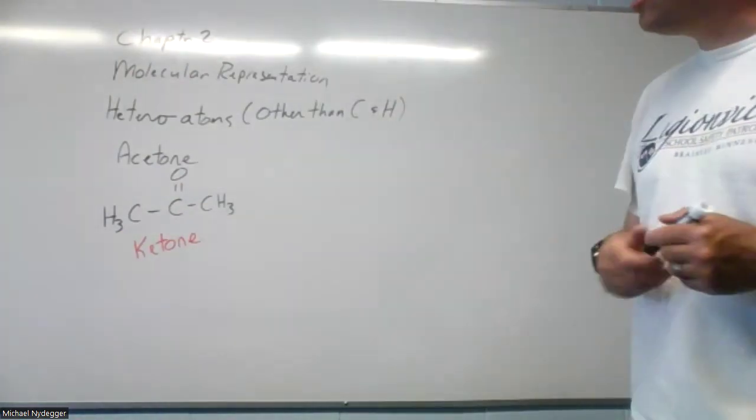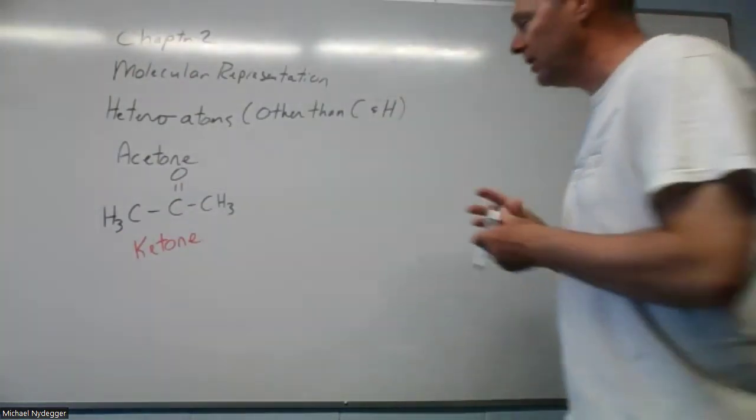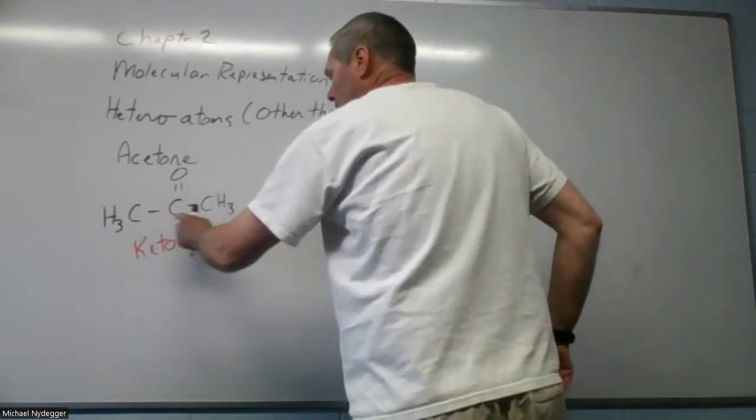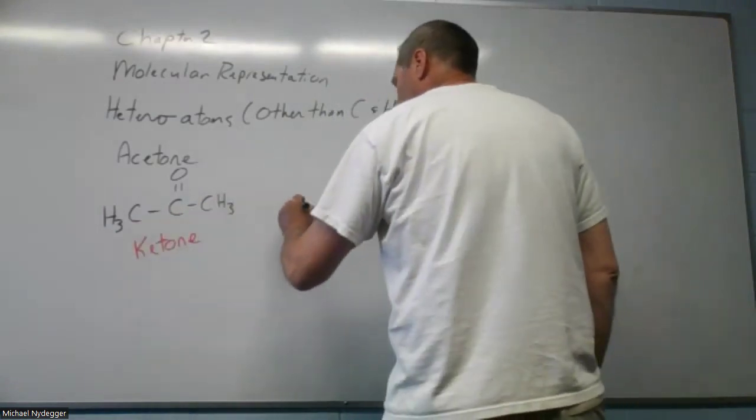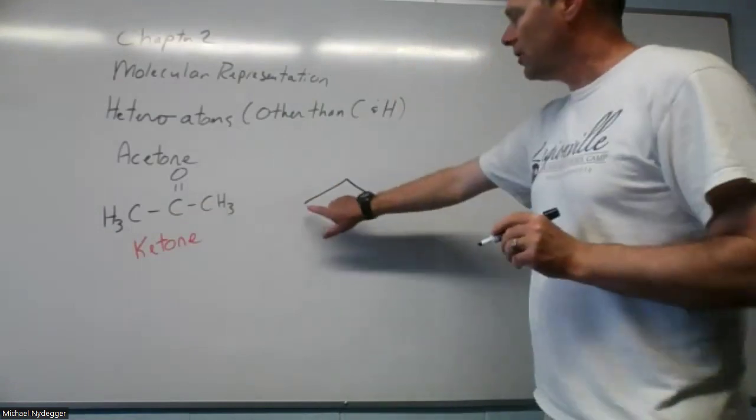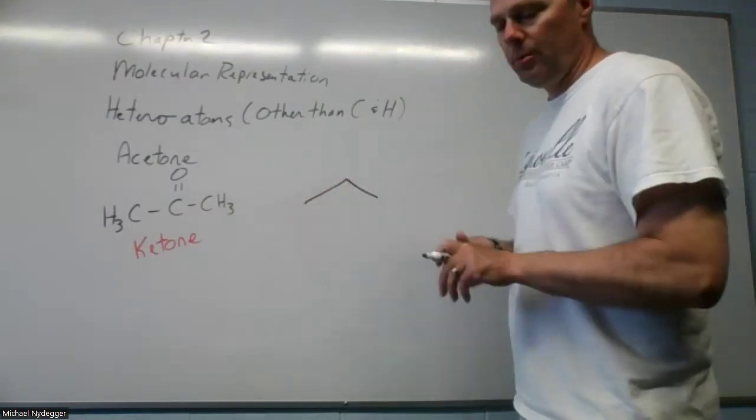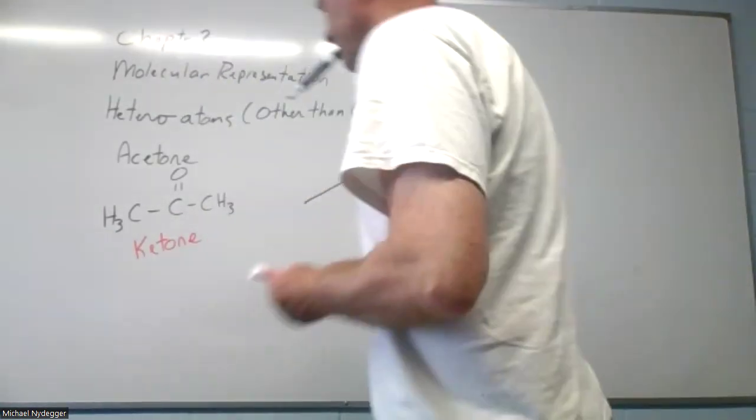So how do we draw this molecule? We have three carbons in a chain. Here would be carbon one, carbon two, carbon three.